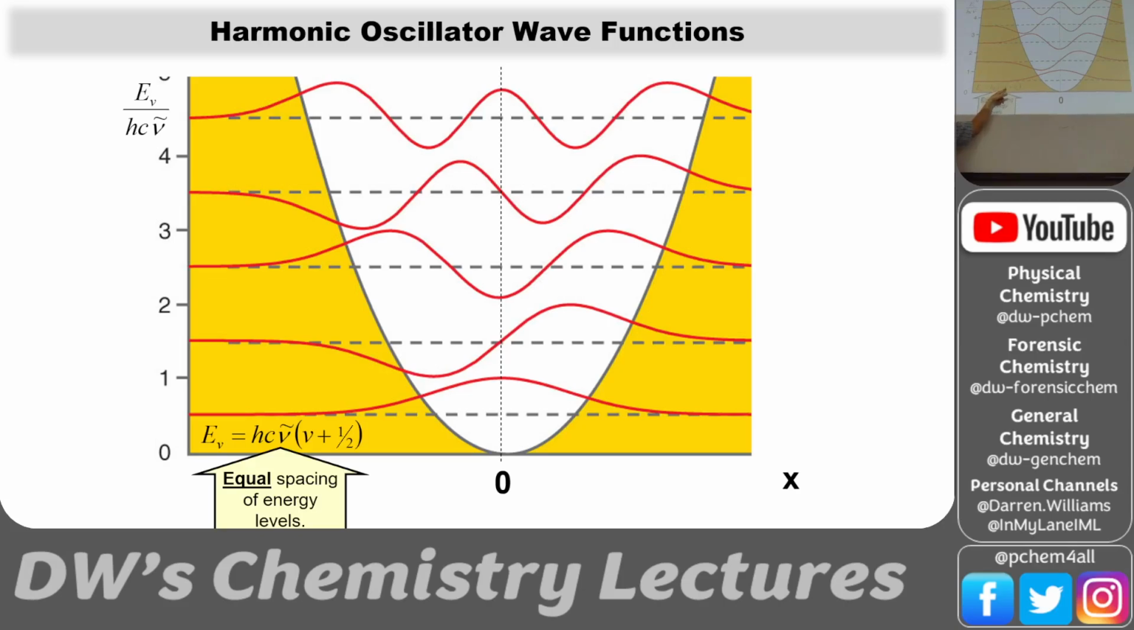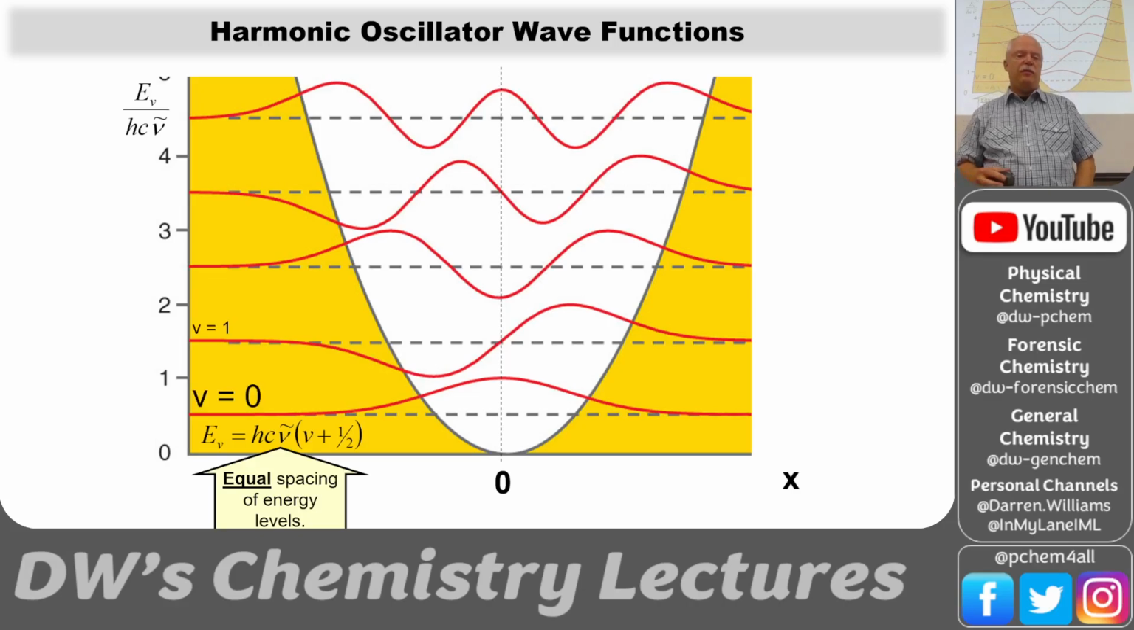And so if I go from v equals 0 to v equals 1, I get another unit of that vibrational frequency in energy. And if I go from 1 to 2, I get another unit. And from 2 to 3, I get another unit. So it's equally spaced. And that's another unique thing about vibrational spectroscopy and the harmonic oscillator, is that our energy levels are equally spaced.